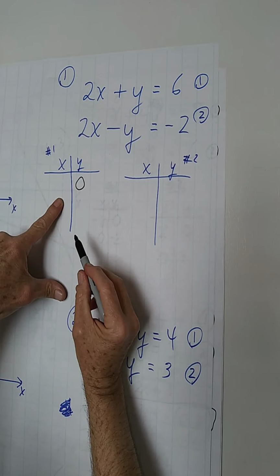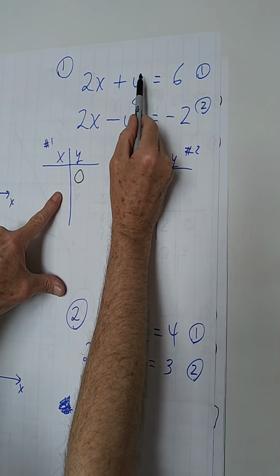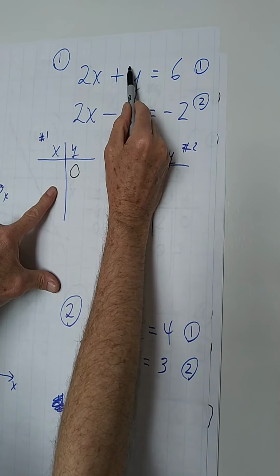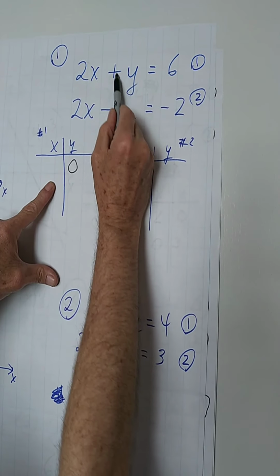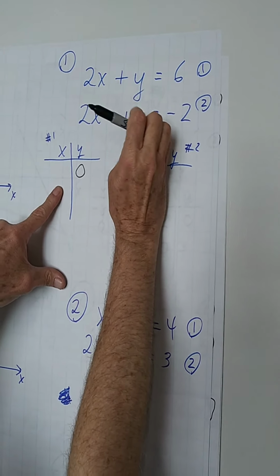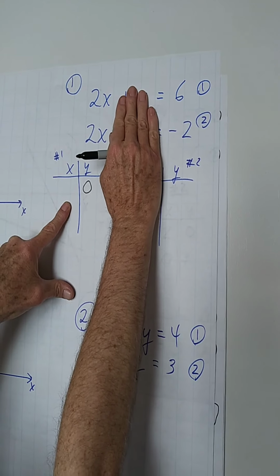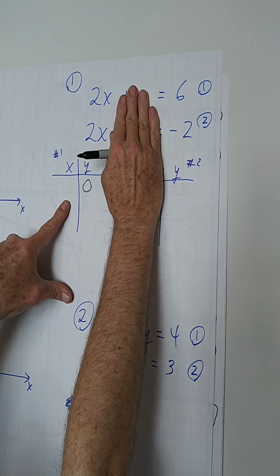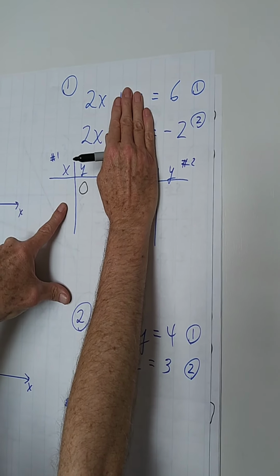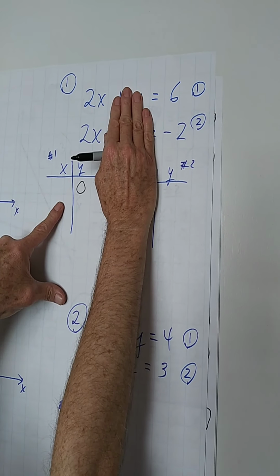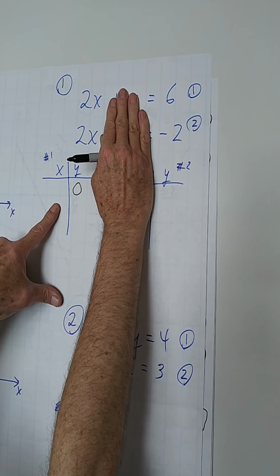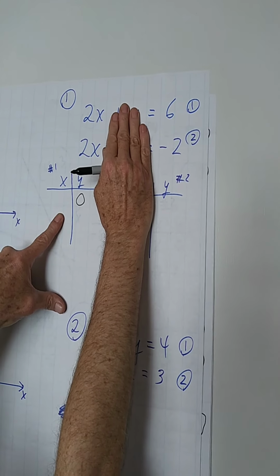Let y be equal to 0. If you come up here to equation number 1 and you just imagine that there's a 0 there. You cover it up like we've done over and over again. Cover it up, solve that resulting equation for x. 2x is equal to 6. 6 must be divided by 2. That's 3.